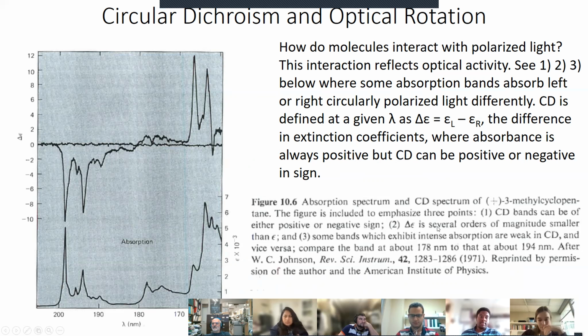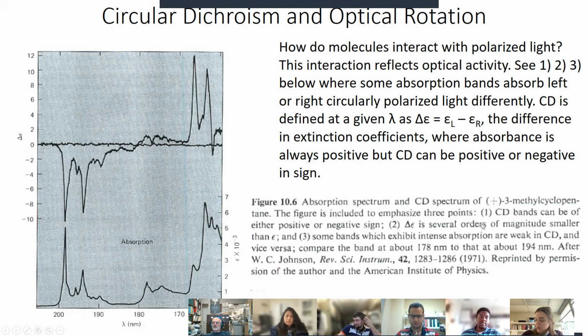Okay. The delta E is small, much smaller than the extinction. So it takes a lot of sensitive equipment to make this happen. This example is showing you methylcyclopentane. It's showing you an absorption spectra. It's showing you a circular dichroism spectra, or a delta E. So it's showing you that sometimes it gives you a positive signal, sometimes it gives you a negative signal, and that begins to be a window into what the structure of cyclopentane is.